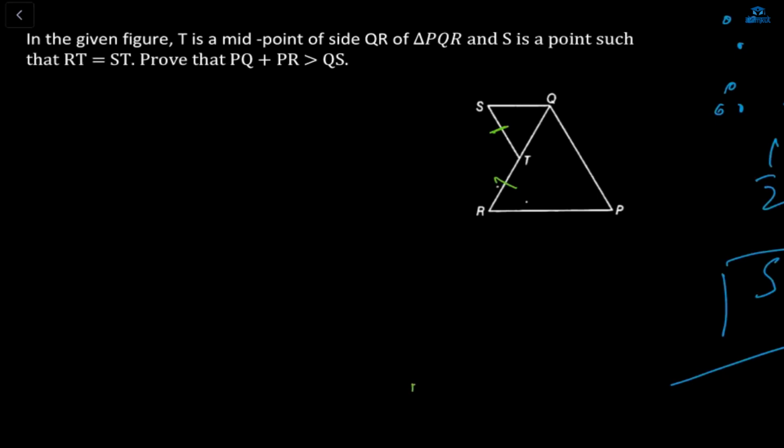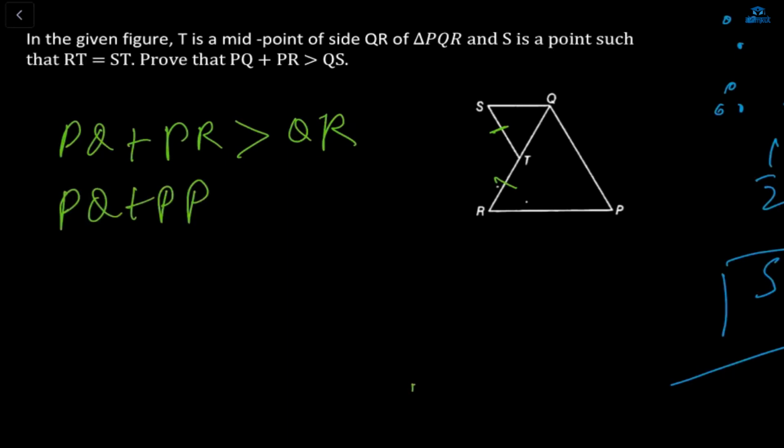So what is the relation between the three sides of a triangle? The sum of any two sides of a triangle is greater than the third side. Yes, ma'am. Then it will be PQ plus PR larger than QR first, okay? Write QR only first, and after that you can write QT plus TR.